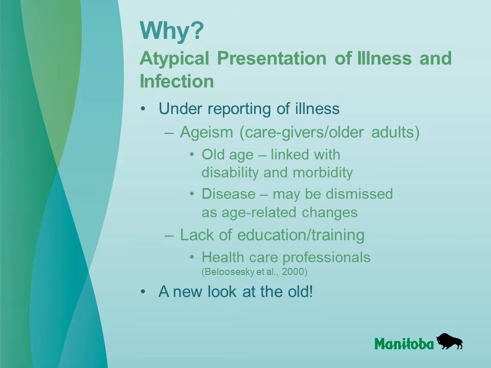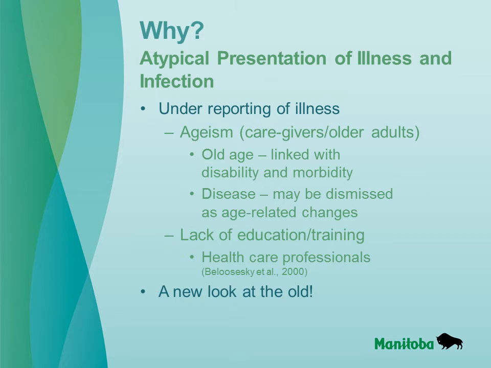Factors other than clinical issues can affect illness presentation and recognition. Underreporting of illness can be a factor affecting illness presentation. Ageism can play a role in underreporting. Disability and morbidity are still viewed by many as just age-related changes. Example: what do you expect? He's old. That's just not the case.